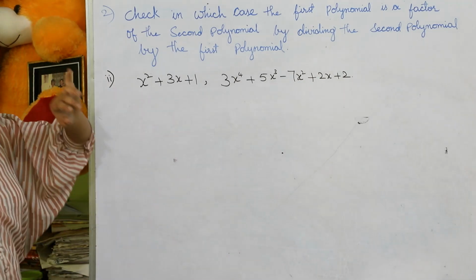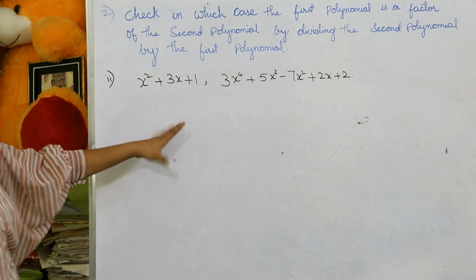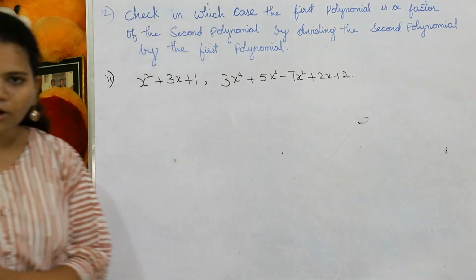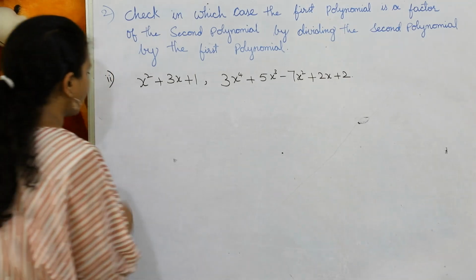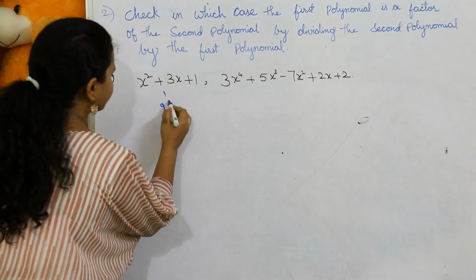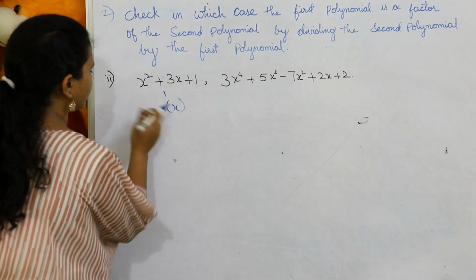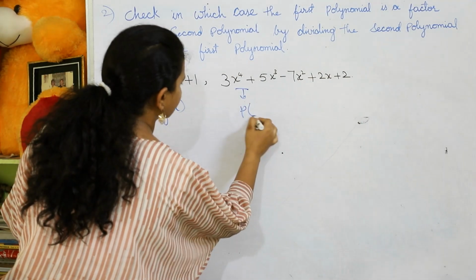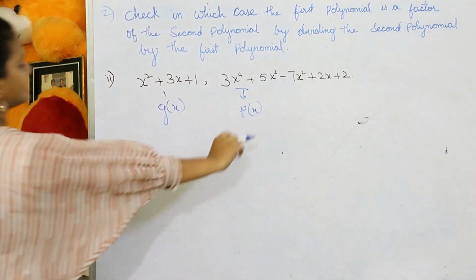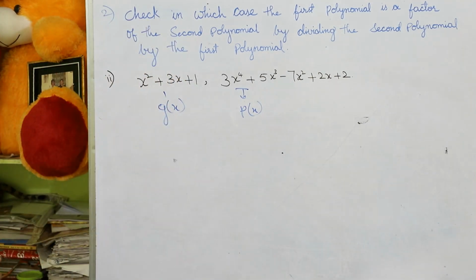This will be the first polynomial and the second polynomial. Now what they have given is, guys, in this given one, we should consider g of x and p of x. Consider the first polynomial as g of x, meaning the divisor over here, and consider this one as p of x. Clear? Now going back to this.